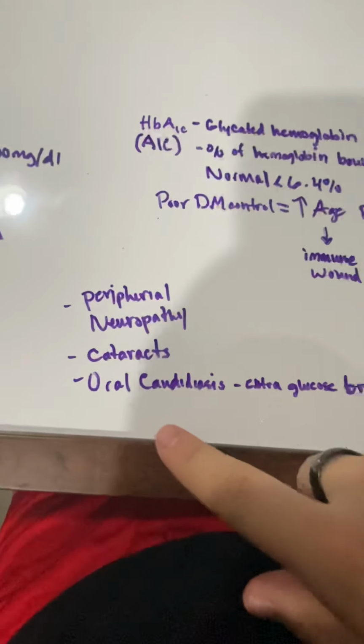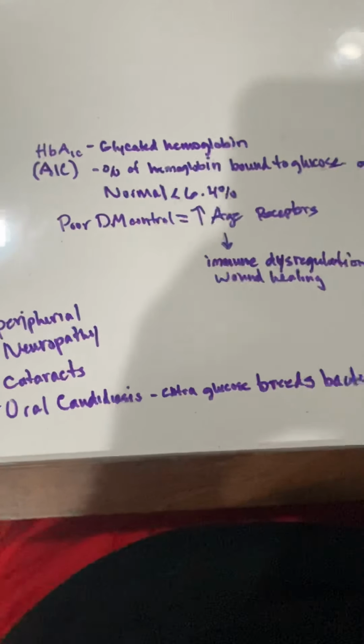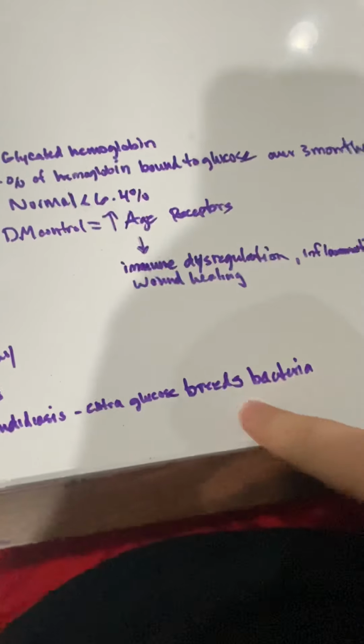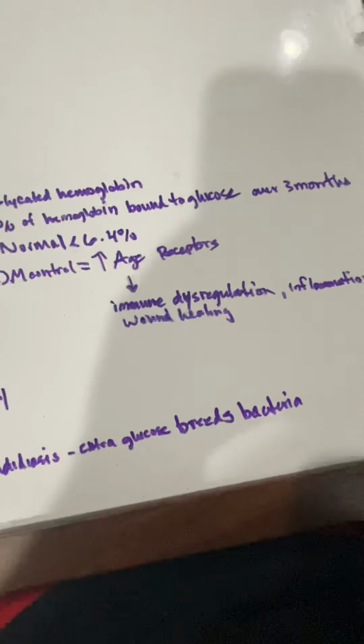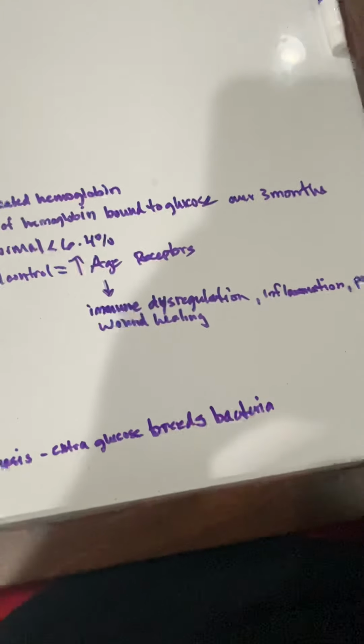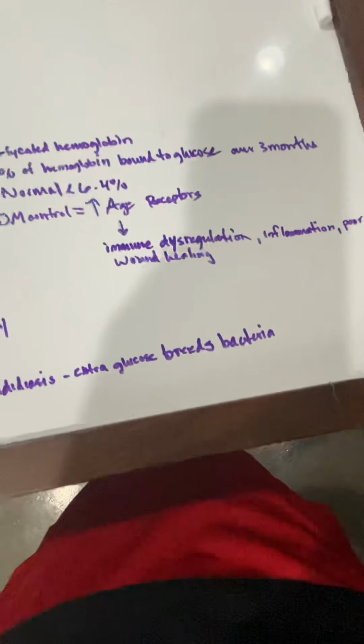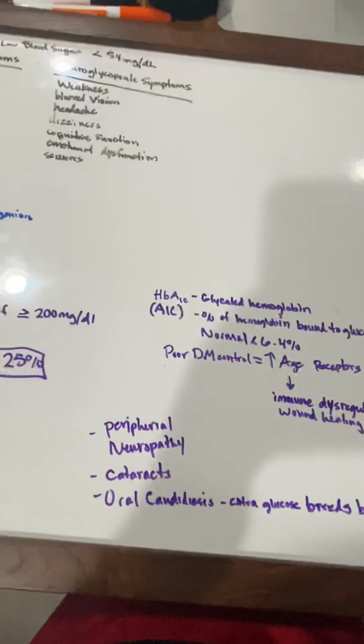And then oral candidiasis, which is extra glucose that can be in the mouth, and it breeds bacteria. The bacteria can release all their goo in the mouth, and it makes the tongue look like it has thrush. But yeah, so that's pretty much hypoglycemia in a nutshell.